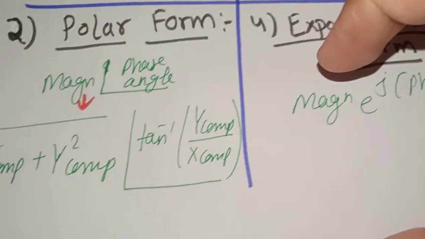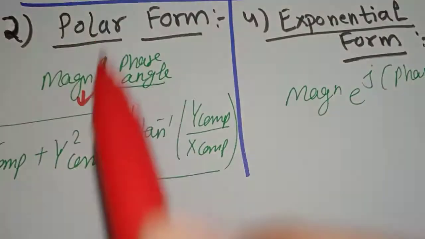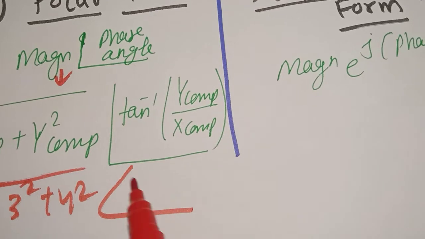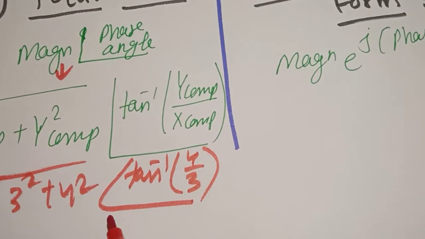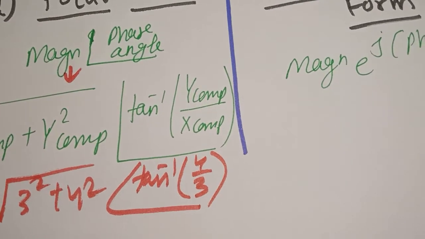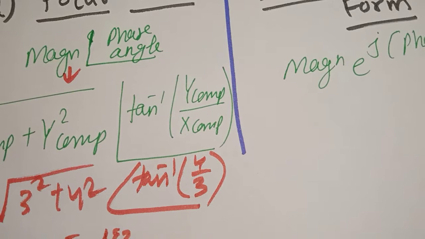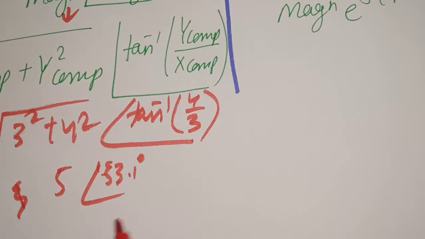So this is the standard form of how we write polar form, right? So as you saw here, we can write it as root over 3 square plus 4 square, and tan inverse y component, which is 4, by x component. Now root over 3 square plus 4 square is 5, and tan inverse 4 by 3 is 53.1, right? So this is how you represent it in polar form.